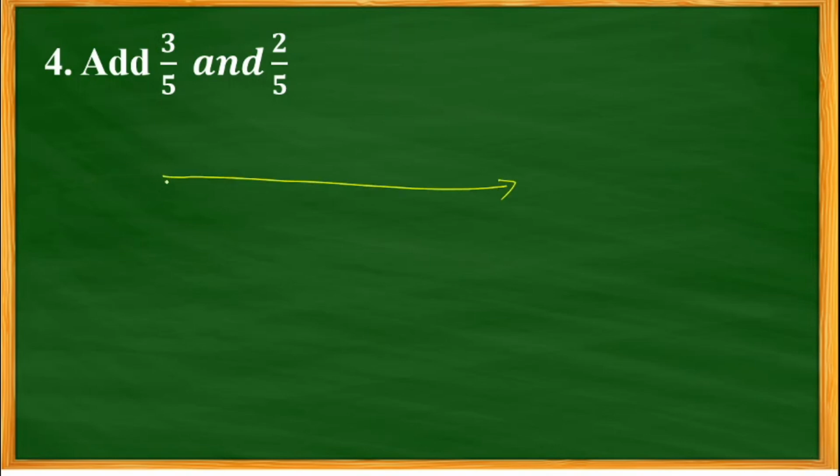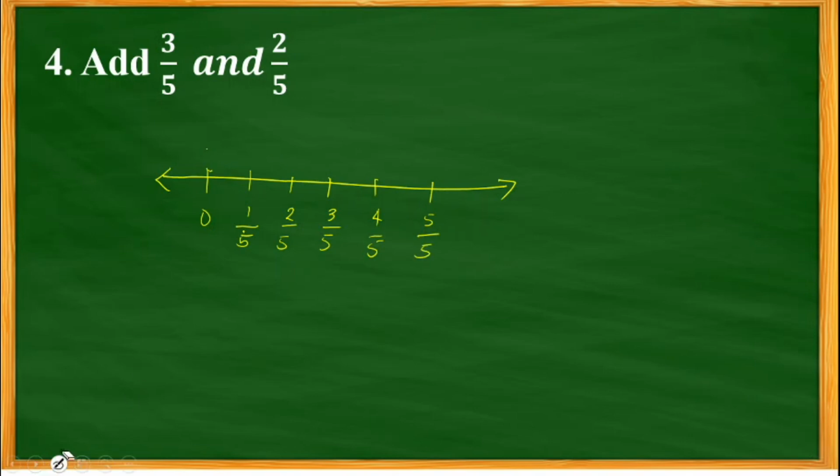Okay, next, let's proceed to example number 4. We're going to add. It's very easy using the number line. So with 5 equal parts, we have 0, 1/5, 2/5, 3/5, 4/5, and 5/5.